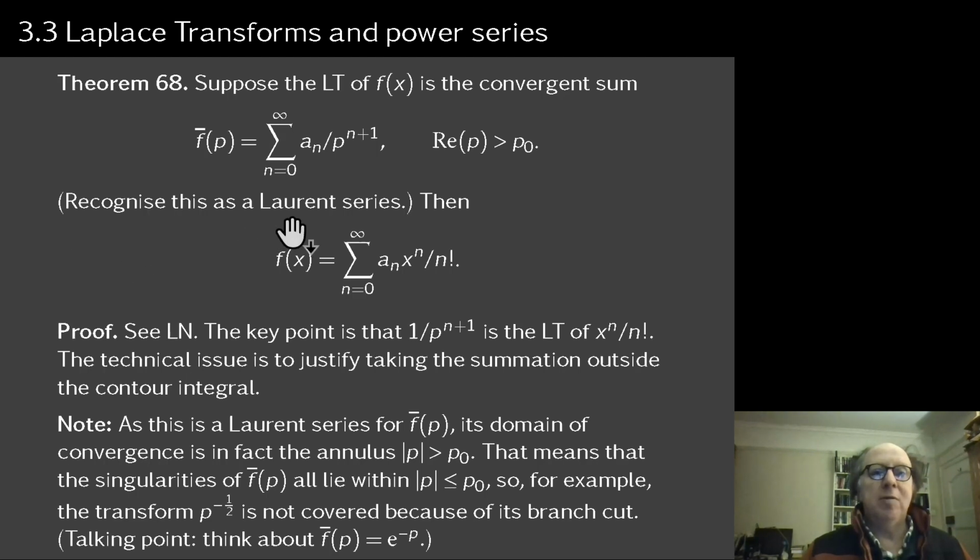Just incidentally, you'll recognize that this is actually a Laurent series. So although it will converge for the real part of p large enough because it's a Laplace transform, in fact it will converge for the modulus of p greater than p naught, because it's a Laurent series, and you know a Laurent series, if it converges at all, it converges on an annulus. And that means that all the singularities of f bar must lie within this annulus, mod p equals rho 0, in this case within a disk, and so it wouldn't cover, for example, p to the minus a half. Nonetheless, we're going to see a nice application of this in just a moment.